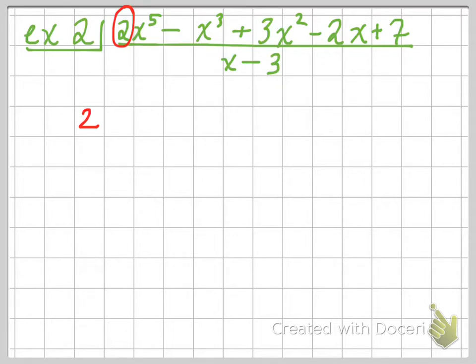Now, if you notice, I'm skipping from x to the fifth to x to the third, and there is no x to the fourth term, but when I go to do synthetic division, I need to somehow represent that there is no x to the fourth term. So I'm going to do that by putting a 0, because that's like there's a 0 x to the fourth that we just don't see there. It's invisible.